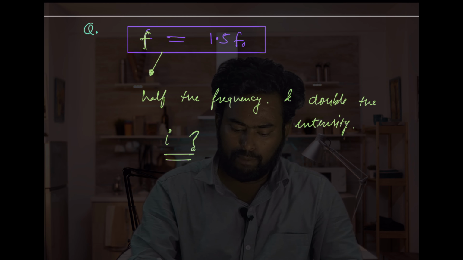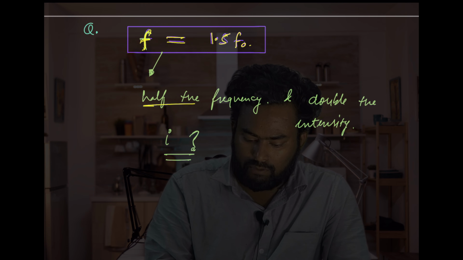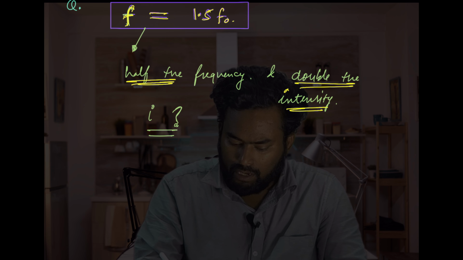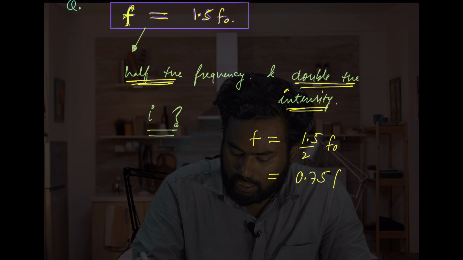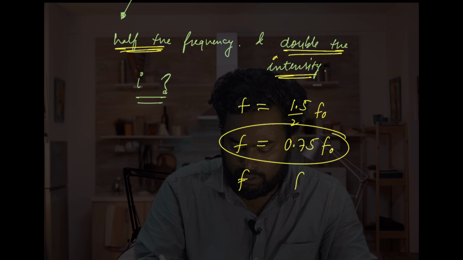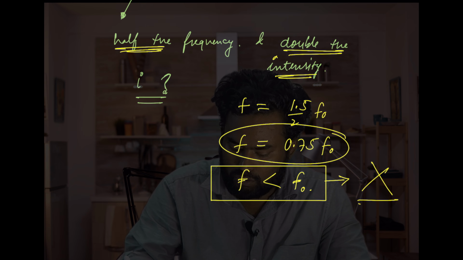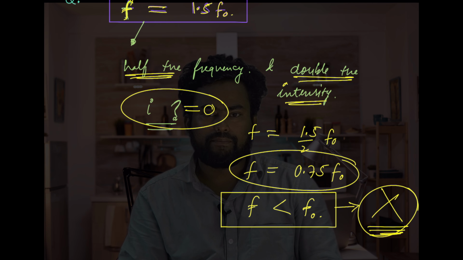Simple question. The frequency was given as 1.5 times the threshold frequency. We are making the frequency half and doubling the intensity. If you halve the frequency, it will become 1.5 by 2 f naught, which is 0.75 f naught. Now tell me, is it more than or less than the threshold frequency? Our frequency becomes less than the threshold frequency. So will the photoelectric effect be shown or not? No photoelectric effect will be shown. So what about current? There will be zero current.